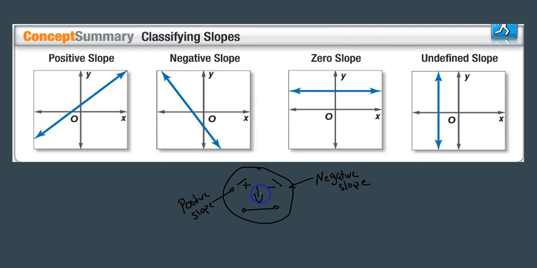Then we have this straight up and down line, which stands for our undefined slope. And if you look at his nose, it makes like a U. And last but not least, we have this line here, which stands for our zero slope. Remember, if you're looking here, it looks like his cheeks are zeros. So that's how you're going to remember this one, as zero slope. And there we go. Easy way to remember our different kinds of slopes.